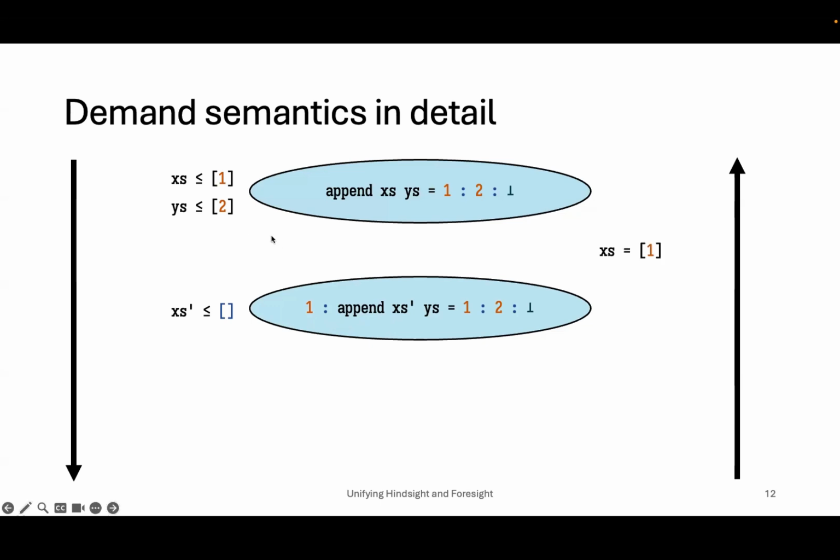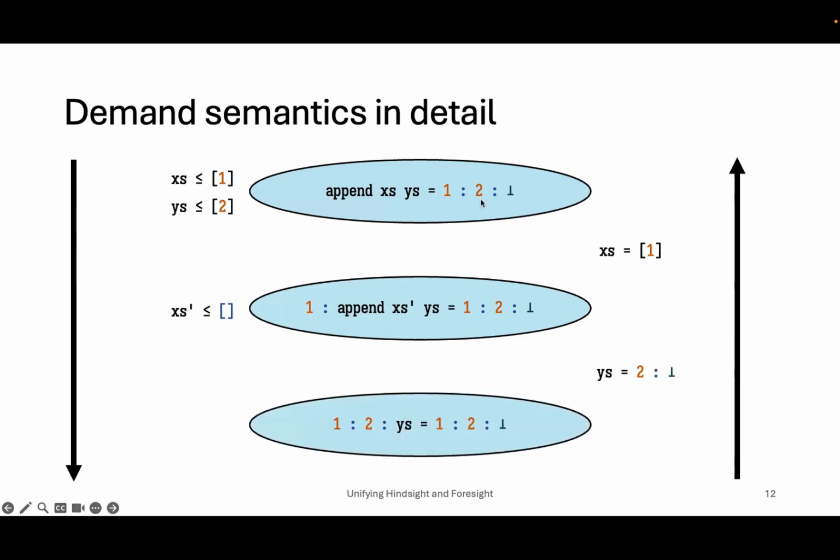That already tells us something, which is that xs has to be 1, right? Because it has to be related to the singleton list 1, but its tail has to be empty. So it has to just be the singleton list 1. And that's feeding information backwards. If we go one more step, we get information about ys. We find that ys has to be 2 cons onto don't care, right?